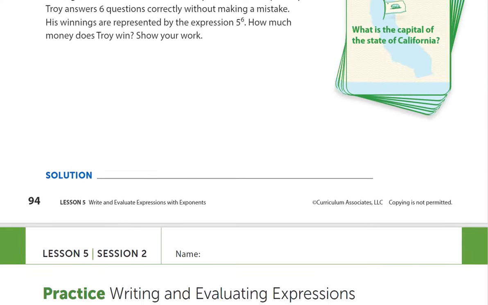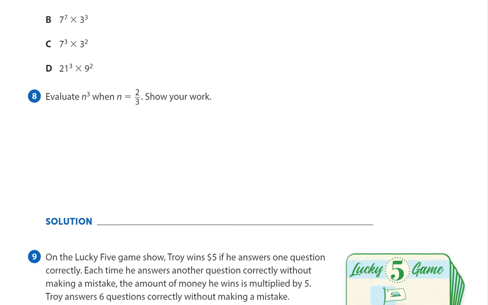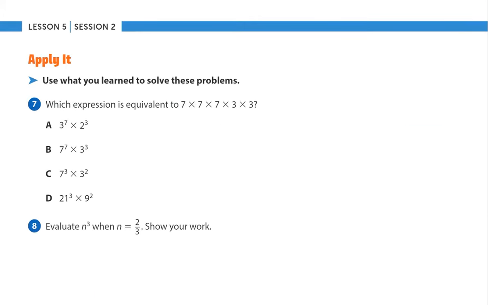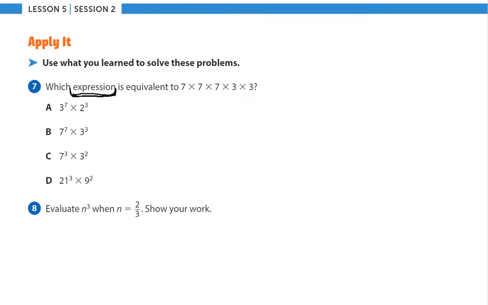Okie dokie. So let's do these 3 practice problems on page 94 together. First one, which expression is equivalent to 7 times 7 times 7 times 3 times 3? And I want you to notice it says which expression, it's singular. Sometimes it'll say which expressions, and that means there's probably more than one. So make sure you are paying close attention.